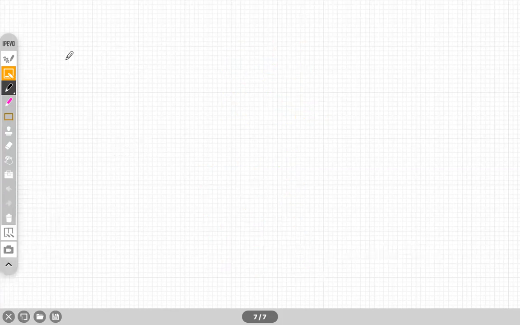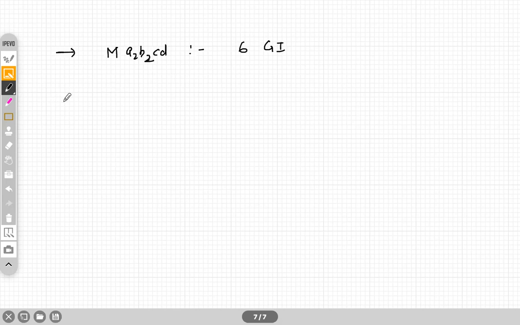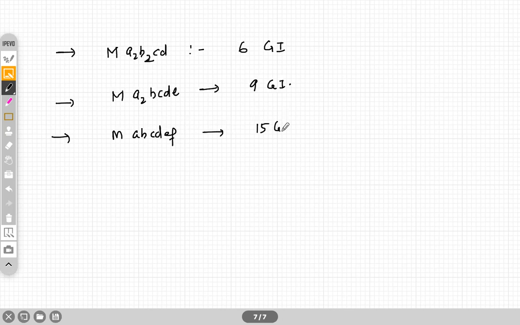Similarly, you can draw for other molecules. Like we have MA2B2CD type, and in this we have 6 GI possible. MA2BCDE type, in this we have 9 GI possible. And the last one we have MABCDEF type. In this we have 15 GI possible. Okay. This last one has been asked in the NEET exam.